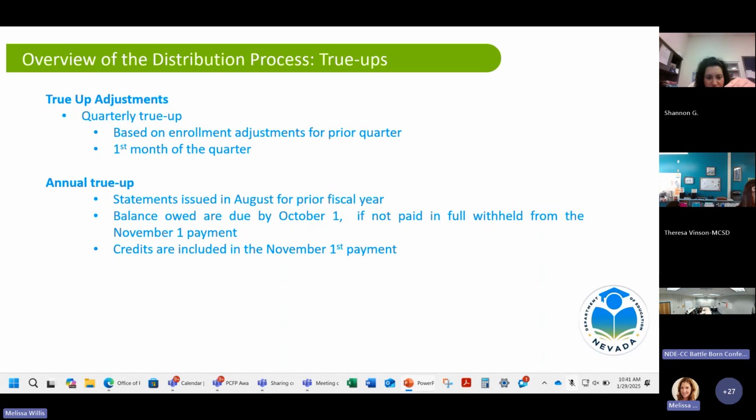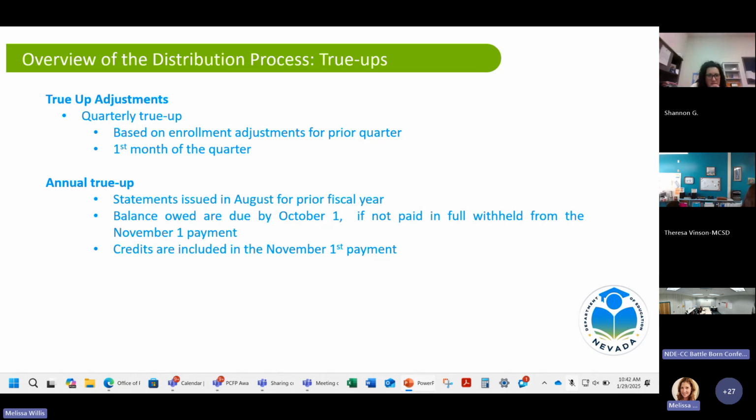Okay, an annual true up also happens at the end of the fiscal year. So statements are generally issued by the end of August. If you have a balance owed, we request that by October 1st. If it's not paid in full, then it would be withheld from your November payment. And so that happened just this last fall.